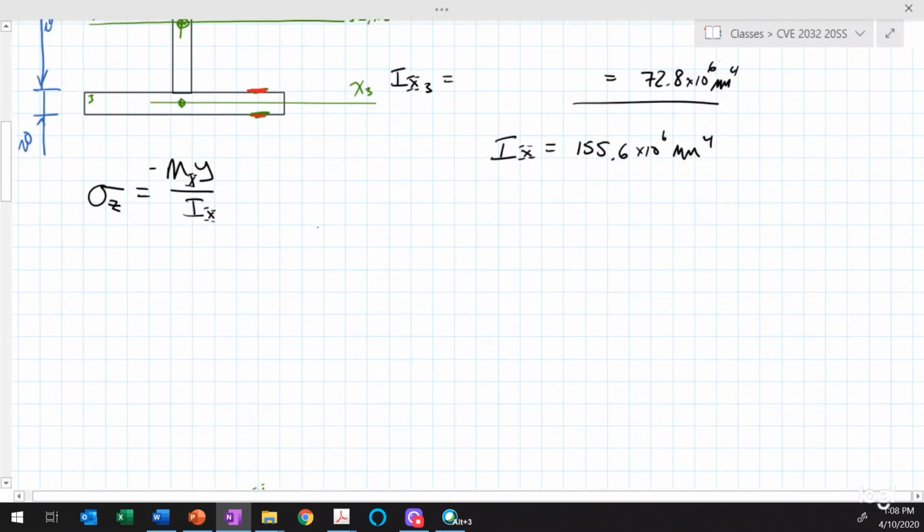So let's go ahead and calculate some stresses here. Calculate the stress at the top of the top flange.